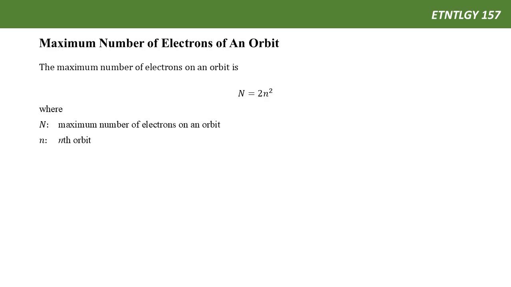A formula that can help us know the maximum number of allowed electrons per shell is this formula: N equals 2n squared. The uppercase N means the maximum allowed electrons for a shell, and the lowercase n means the shell number or the orbit number, the nth orbit.